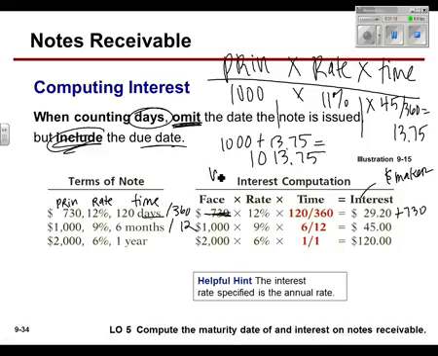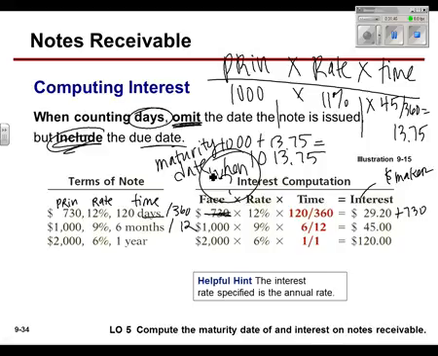$1,013.75. The big question is when? 45 days from now. When is that? Okay, we'll get to that in a minute. That when is called the maturity date. It's when the loan is going to mature.